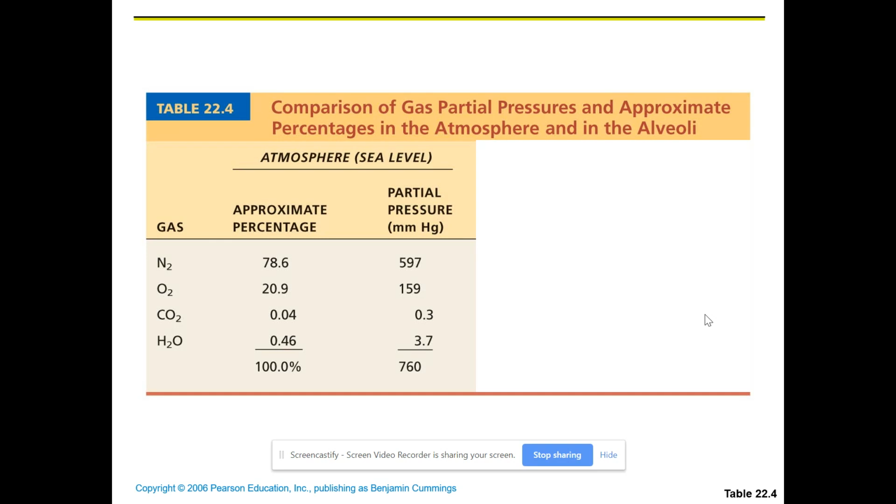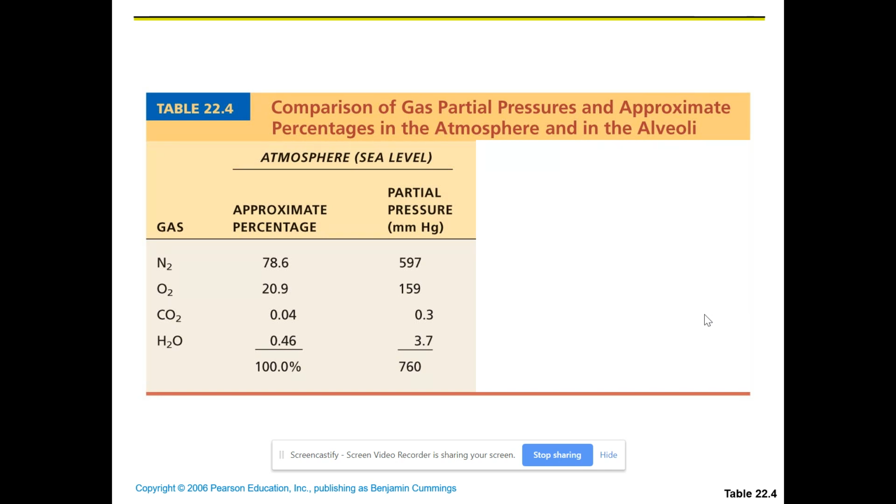Look at this graph. It's a comparison of the partial pressures of these gases in atmospheric air and alveolar air. We already know that the partial pressure of nitrogen is about 597 millimeters of mercury. Remember, it's 78.6% of the air. We know that partial pressure of oxygen is about 159 millimeters of mercury. Remember, it's 20.9% of the air. We know that carbon dioxide is about 0.3 millimeters of mercury. It's about 0.038% of the air. If we add all of that up, we get about 760. Also notice that there's not a lot of water in the air that we breathe in.